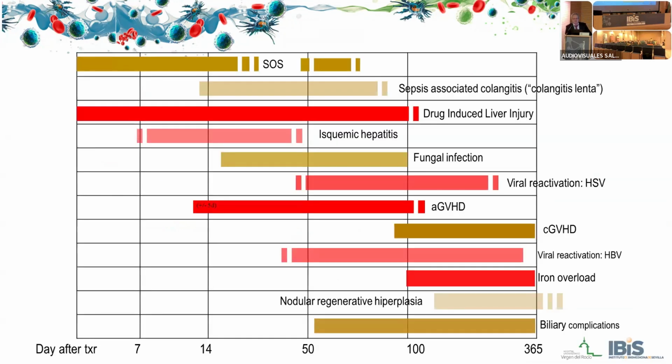Veno-occlusive disease represents another challenge from the therapeutic point of view, but also from the diagnostic point of view, because there are many other diseases in the early post-transplant period that might appear and are also related to abnormal liver function test appearance. And these are all the diseases in which we need to make a differential diagnosis with this complication. In some of them, the pattern of liver function test abnormalities is mainly an increase in transaminases, those shown in red, but in others, such as veno-occlusive disease, the pattern is mostly based on cholestasis. So a complex differential diagnosis.